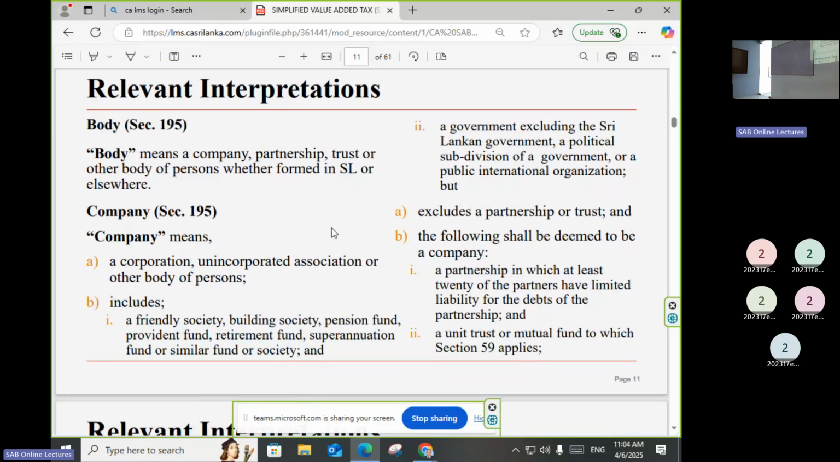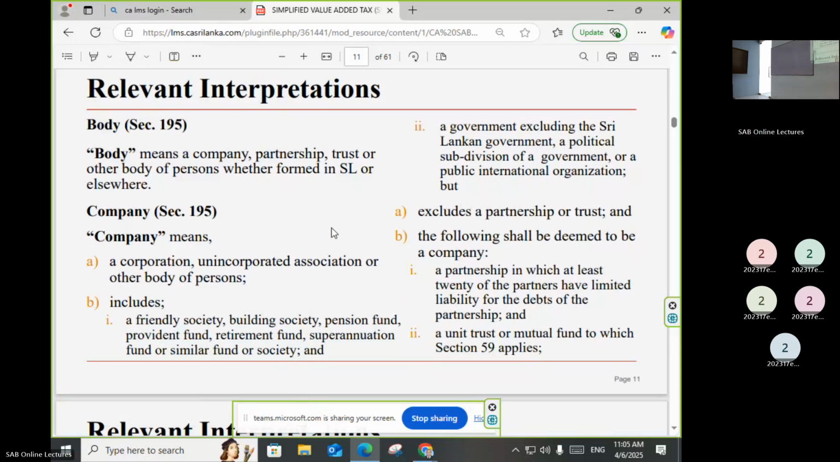And the following shall be deemed to be a company. Shall be deemed to be, it shall be considered as a company. A partnership in which at least 20% of partners have limited liability for the debt of the partnership. So what is the meaning of that one? It's interesting to say what is limited liability partnership. In Sri Lanka we don't have that. This is US law. In the US, yes, we have limited liability partnership. So therefore, limited liability partnership is also considered as a company.